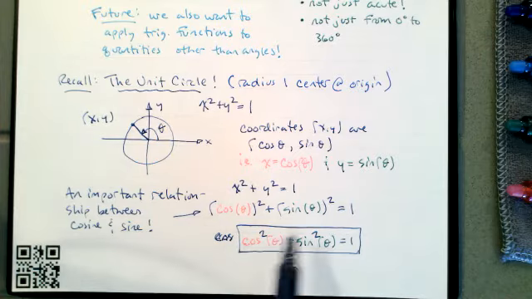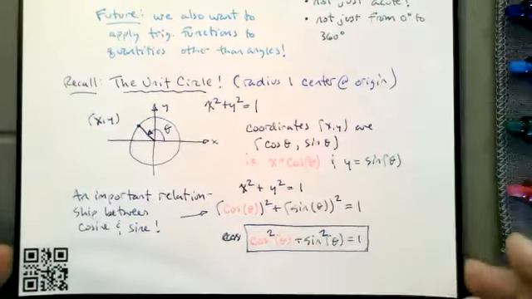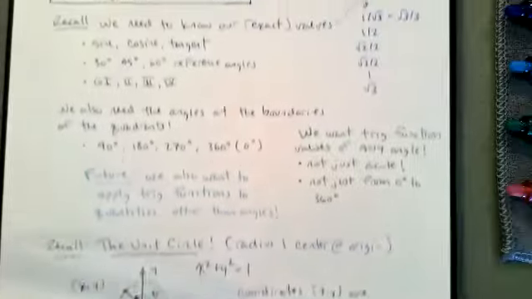So we've got this important relationship with cosine and sine. We could see some examples of this. This is called the Pythagorean identity.